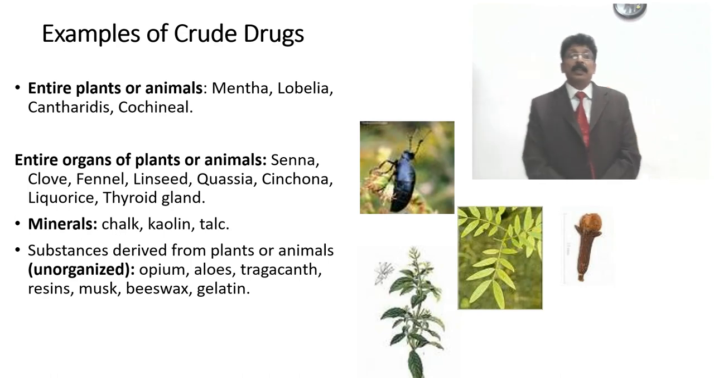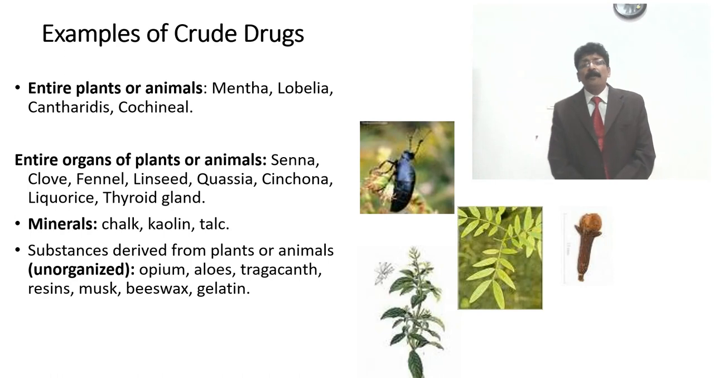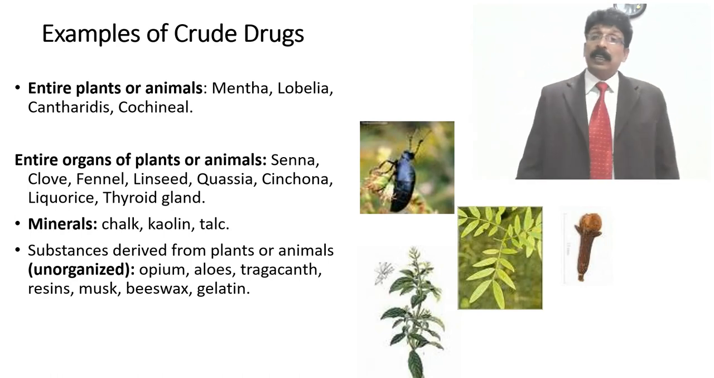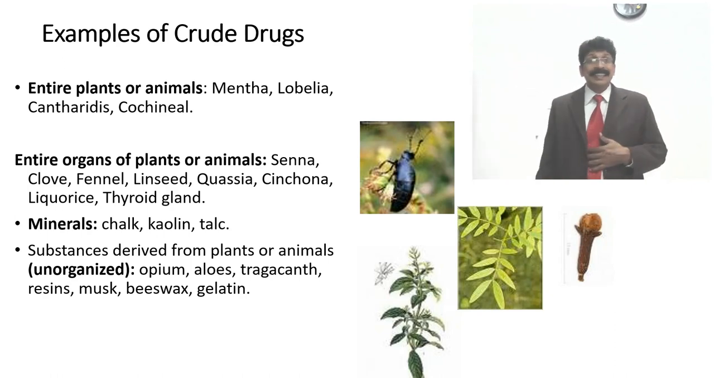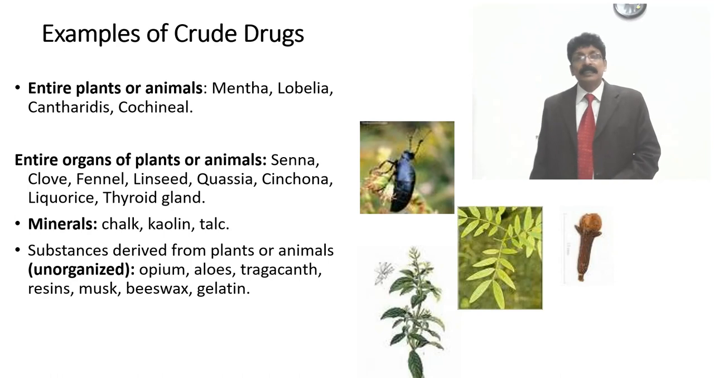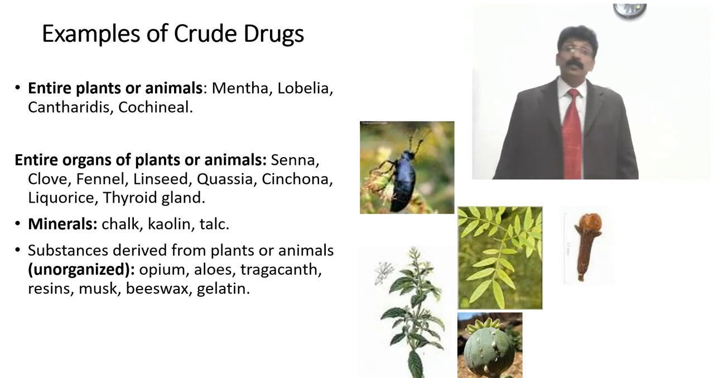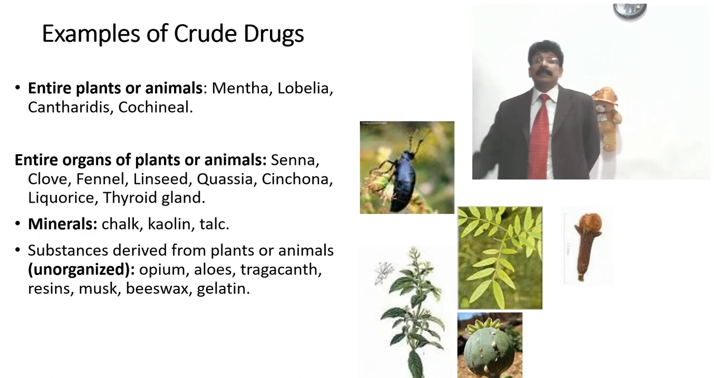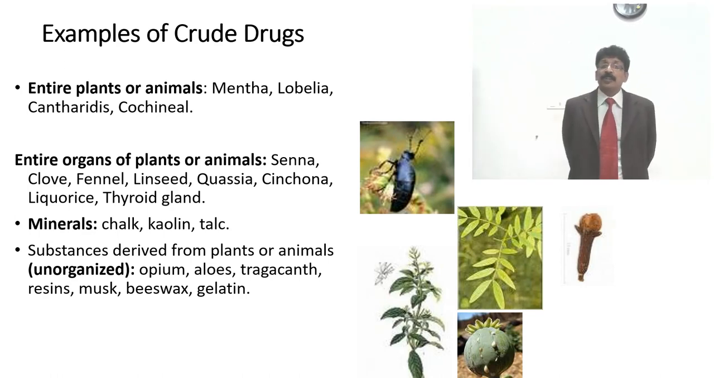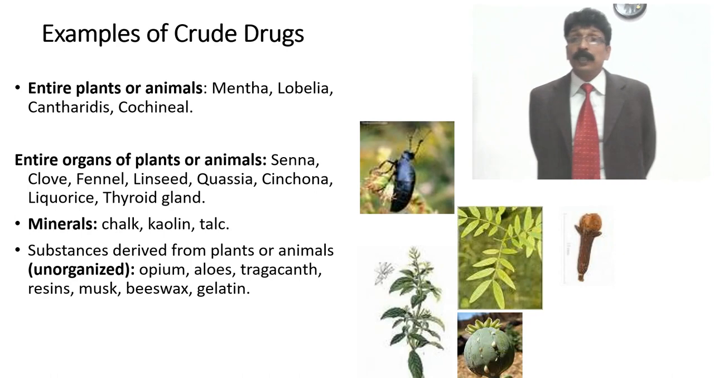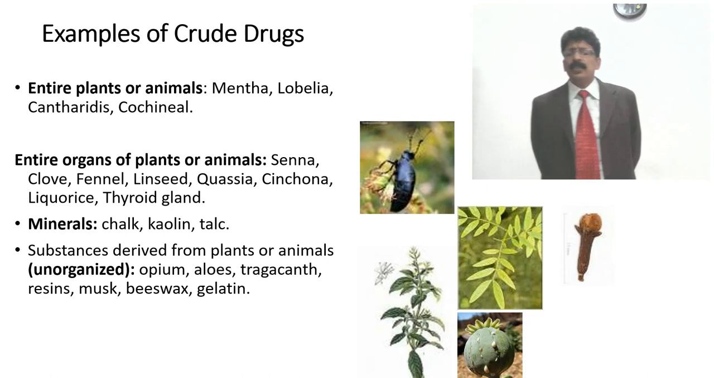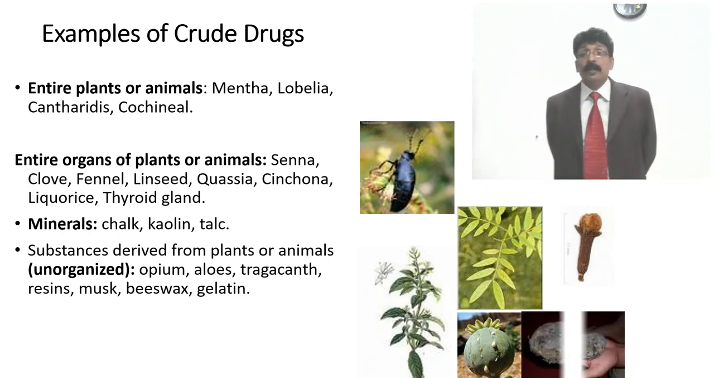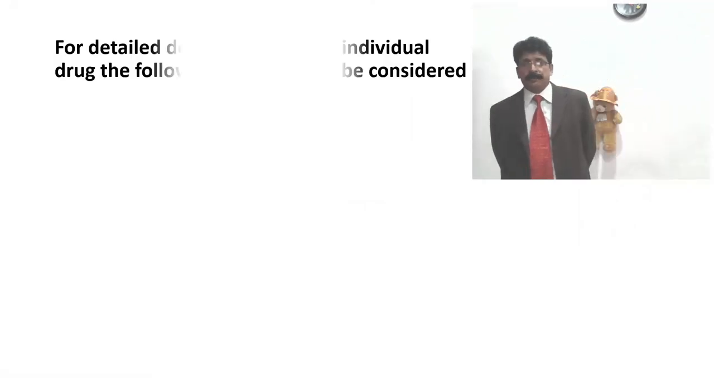So you can see that some substances derived from the plant or animal are called unorganized drug. Examples: opium, aloes, tragacanth, resins, musk, beeswax, gelatin. These all are examples. Opium, you know that it is a fruit, but in that fruit an incision will be made. There is a gummy part in the picture you are showing. That is the exudate which is used. For many years they depended on many drugs like morphine, codeine. These all are obtained from it. And also you can see the dried aloe vera, an unorganized drug.